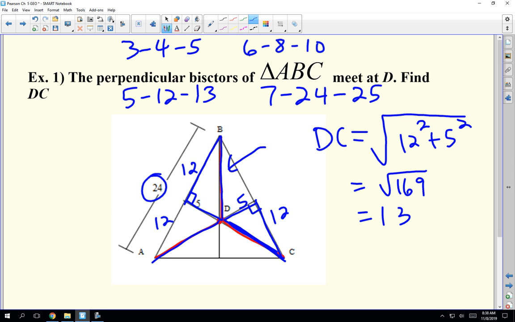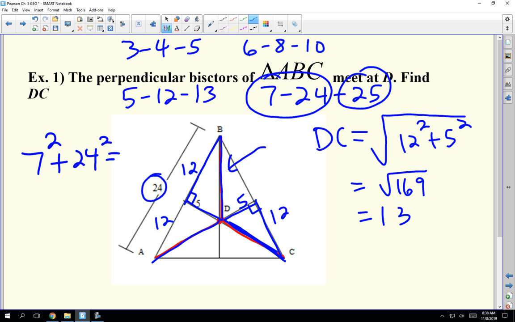What makes it a triple is the fact that the sum of the squares of the 2 smaller ones equals the square of this one. So if you take, for example, 7 squared plus 24 squared, it will equal 25 squared. That's what makes it a triple. So it's a right triangle in which the 2 legs squared equals the hypotenuse squared.